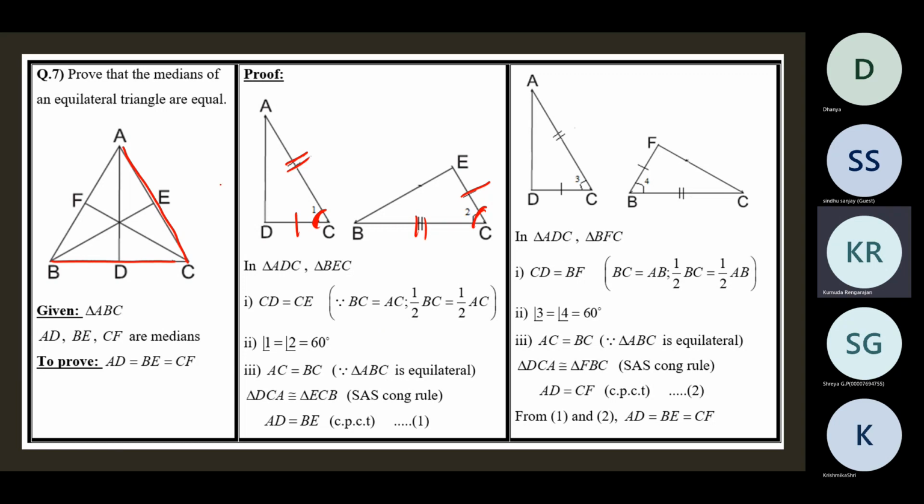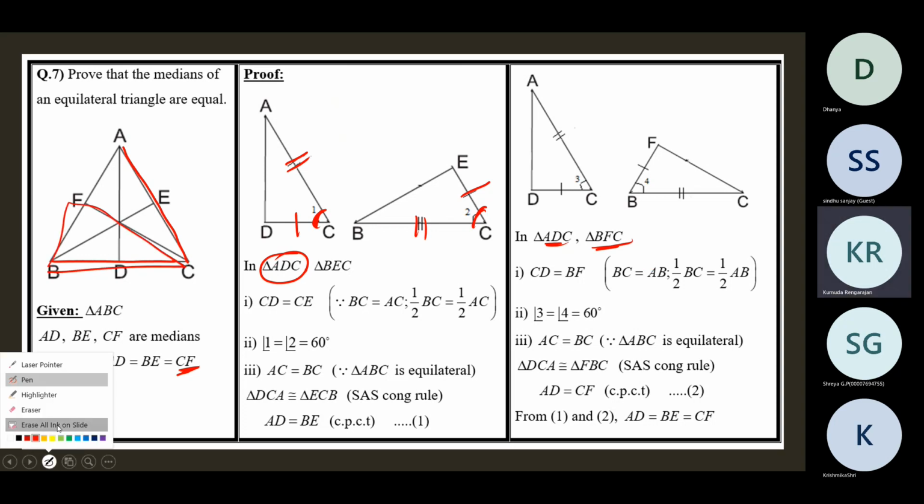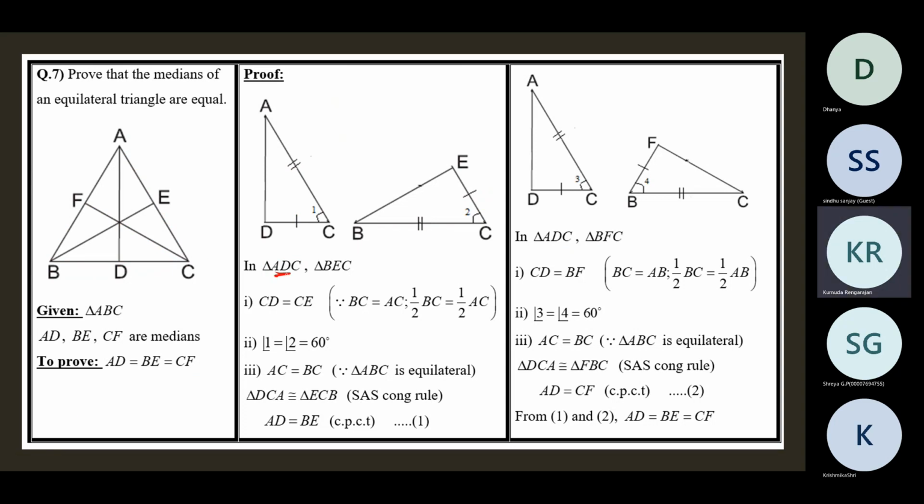And in the second one, I've taken the same triangle ADC with another triangle that has the median CF, that is BCF or BFC, same thing. I've taken the same triangle because you'll have to fix your idea first. I'm proving that AD is equal to BE from the first two triangles, and now I have to prove that AD is equal to CF. So AD is already in this triangle, so I'm taking the same triangle, and CF is in this triangle.